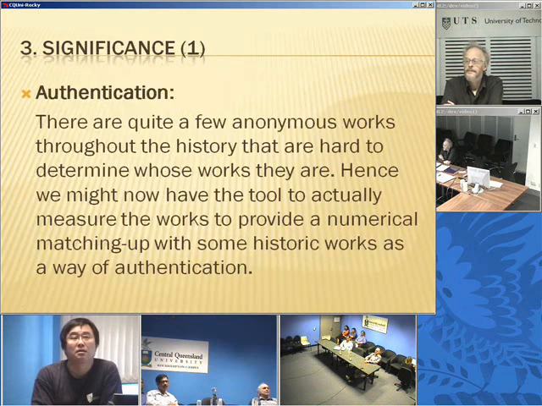So I think the significance of the research will be in three aspects. Firstly, authentication. There are quite a few anonymous works throughout history that are hard to attribute. Hence, we might now have a tool to measure the works and provide numerical matchups with some historical works as a way of authentication.